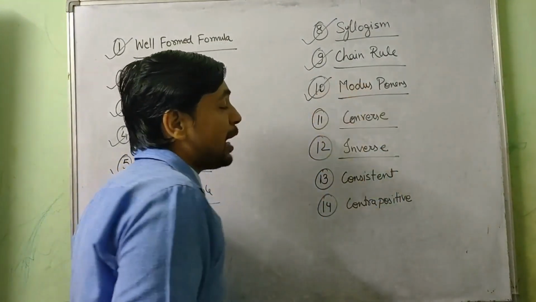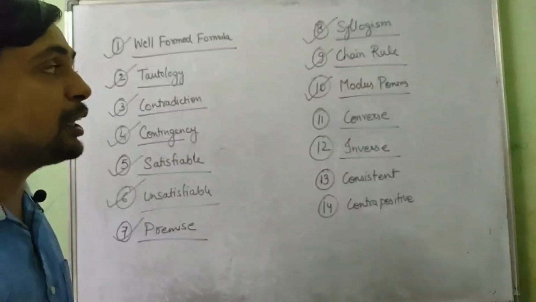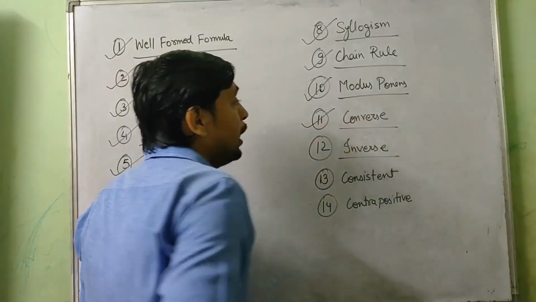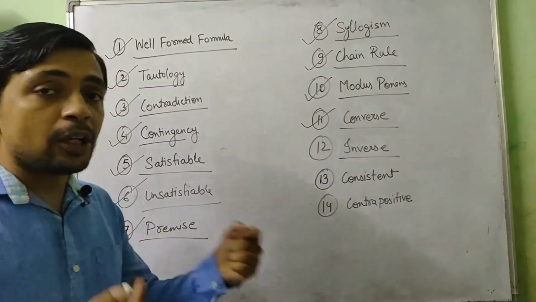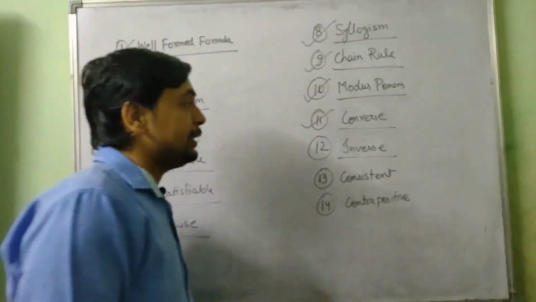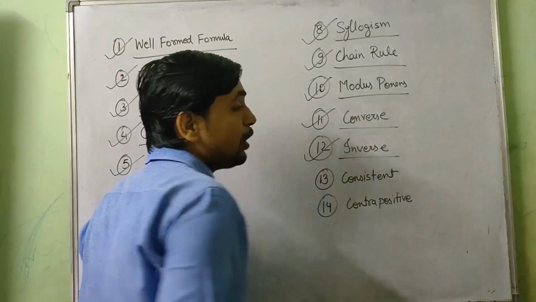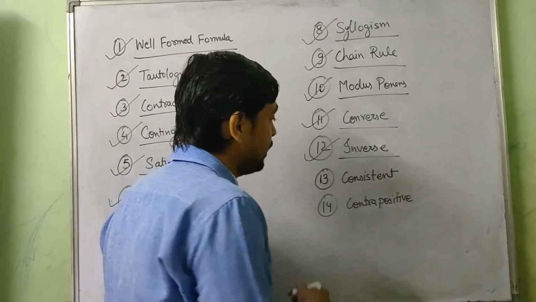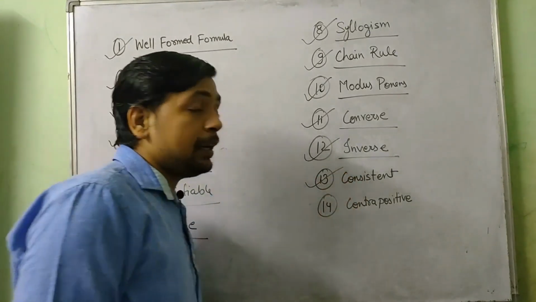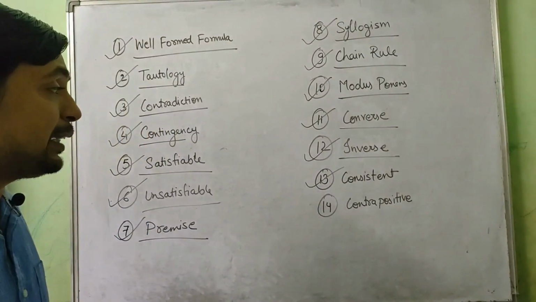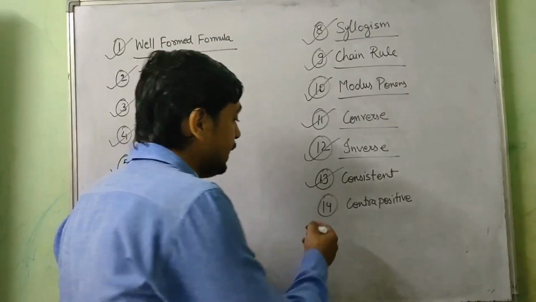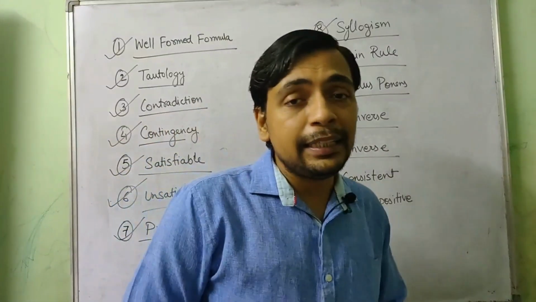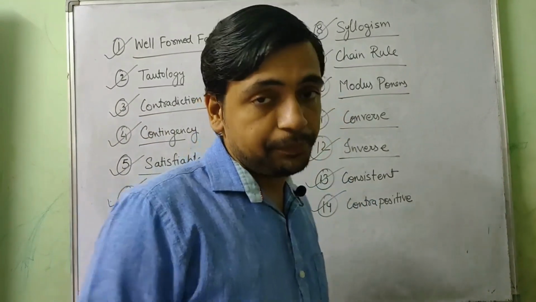If the antecedent is true and the consequent is true for it, then it is a modus ponens. Now if the consequent also implies the antecedent, then it is a converse. Negation of the antecedent implies negation of the consequent is an inverse. If a proposition always results in true, it is consistent, and if the consequent is false, the antecedent is also false, then it is contrapositive.